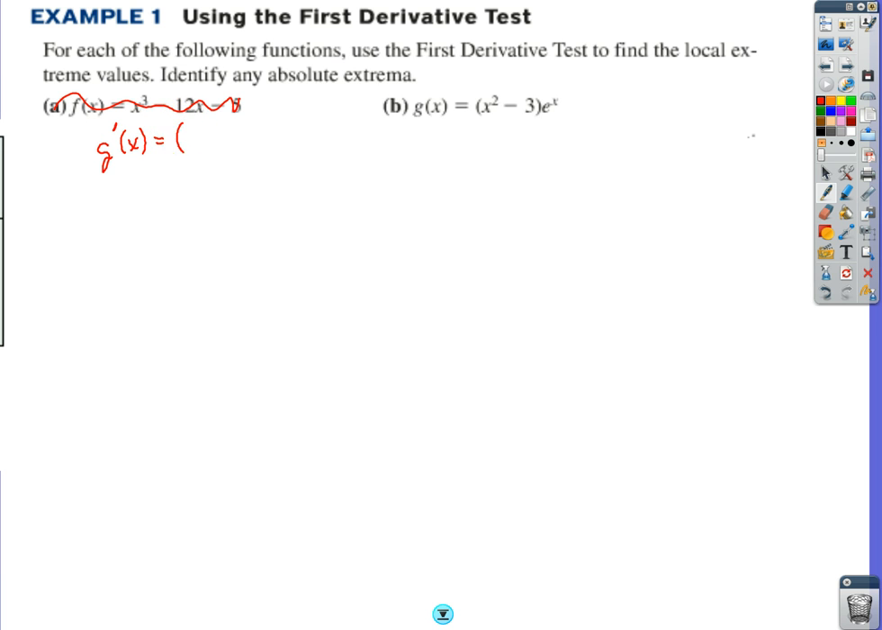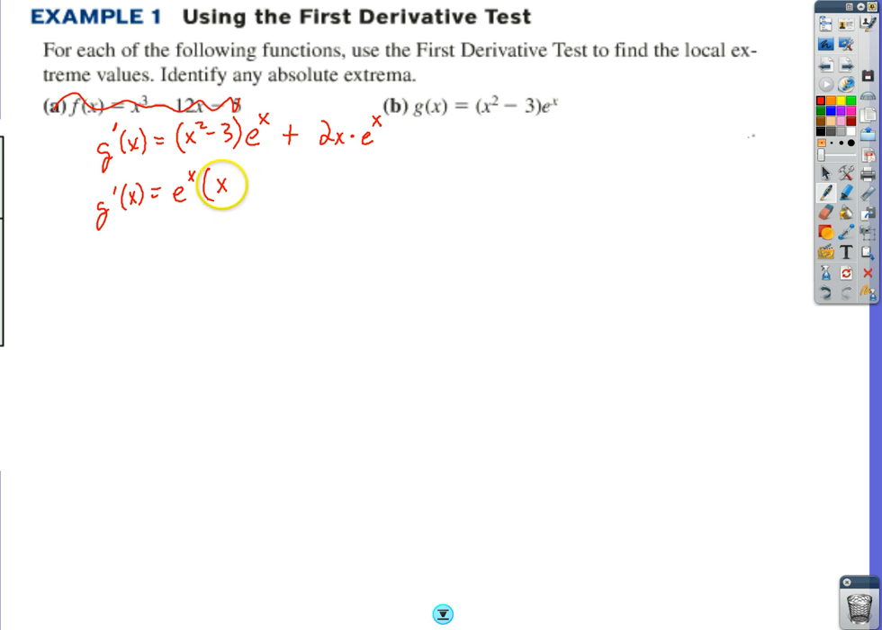So g prime of x is going to leave the first one alone. So that's going to be x squared minus 3. And take the derivative of the second. Derivative of the second, e to the x, is e to the x, plus take the derivative of the first, which will just be 2x, times leave the second alone, e to the x. Again, since I'm going to be setting g prime equal to 0, I want to go ahead and factor things out. I notice I have an e to the x on both of them, so I'm going to factor that out first.